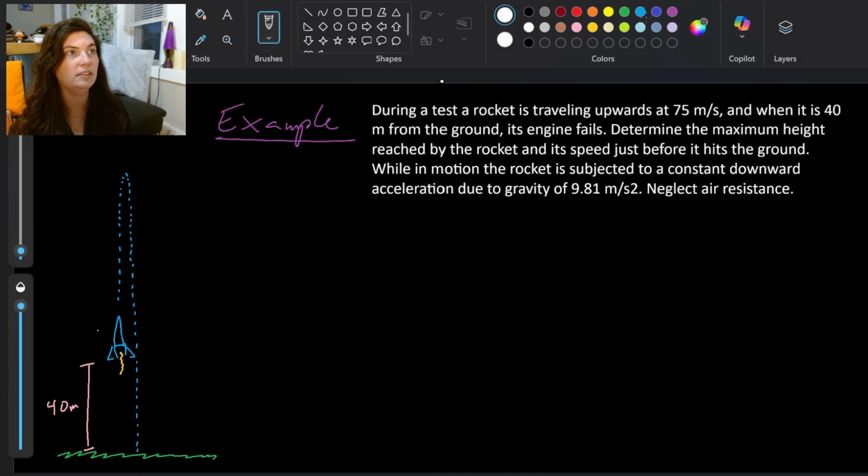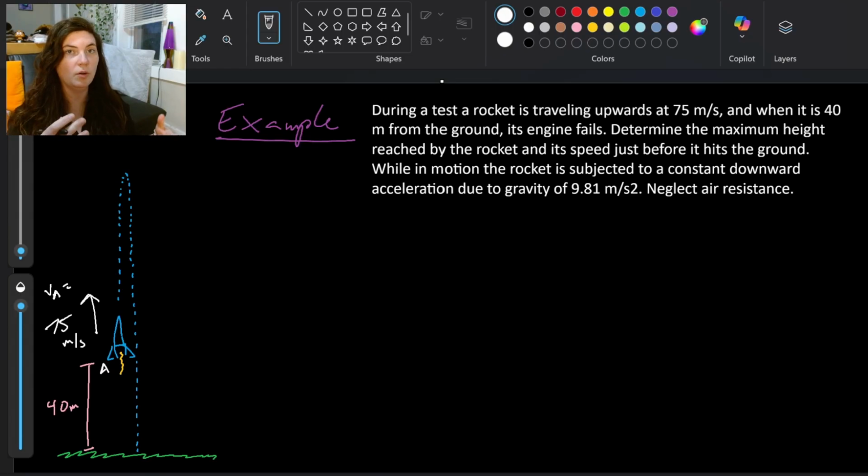So it has this initial velocity in this condition. This initial velocity says it's 75 meters per second. So that's our initial velocity here at, we'll call this point A. So here at A, our velocity at A is 75 meters per second.